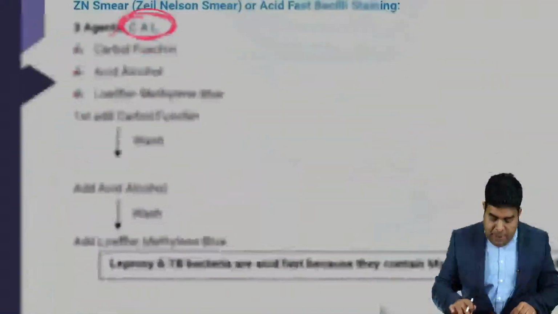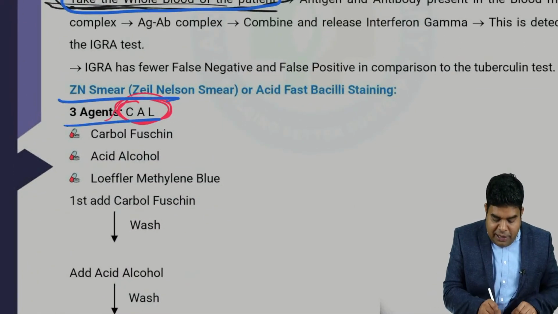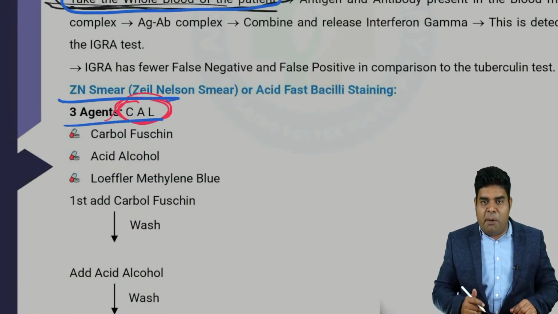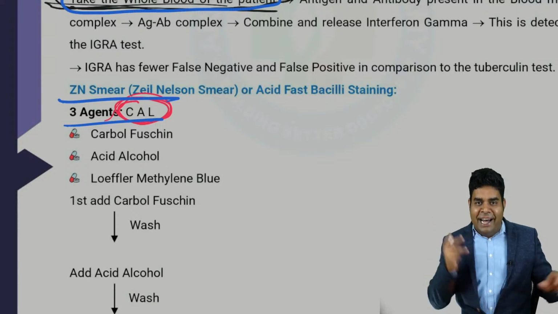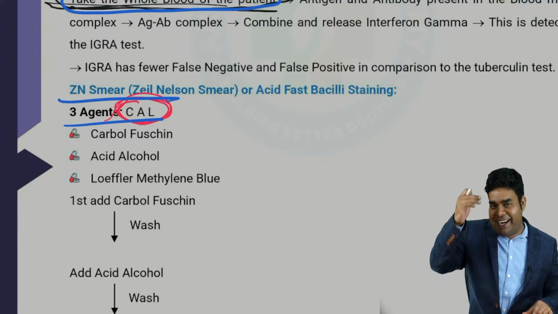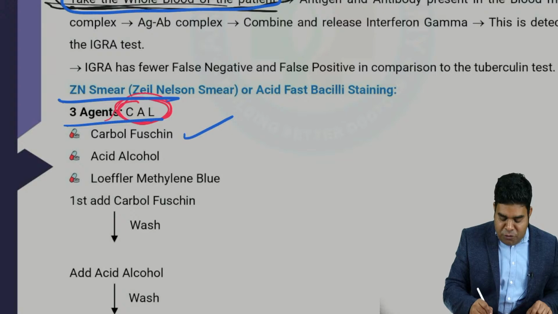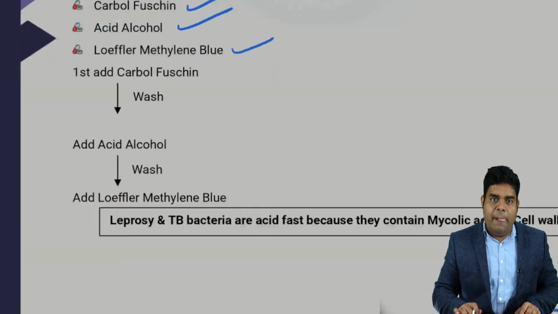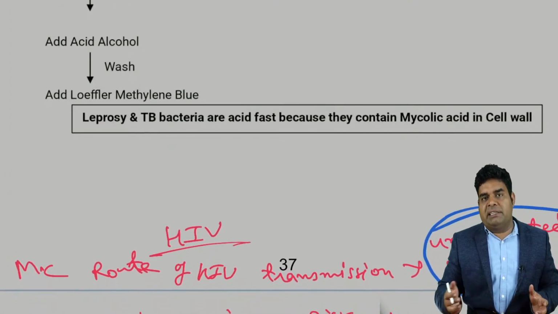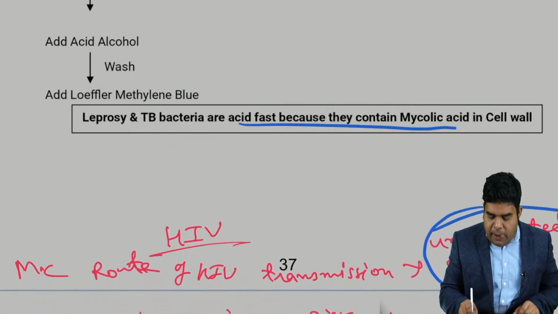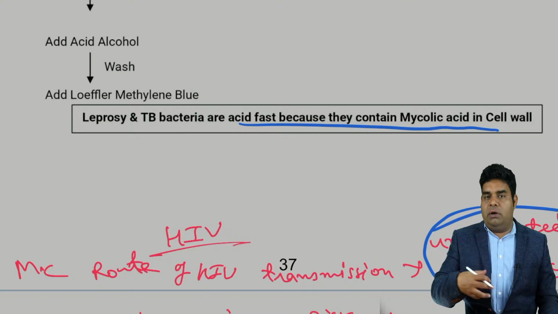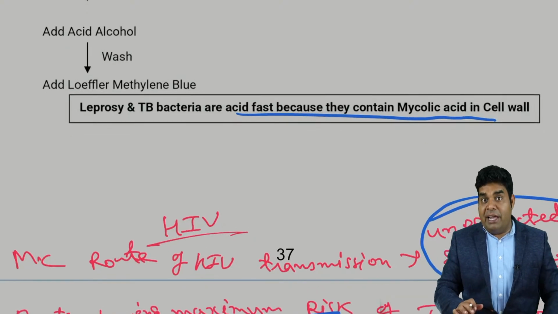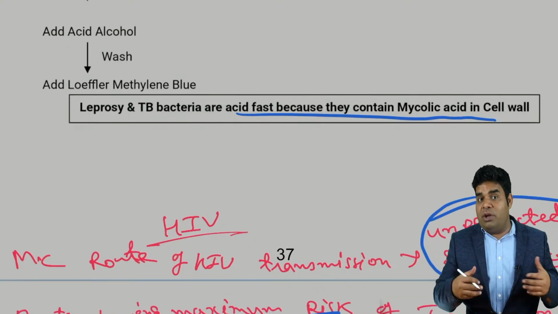Acha, one more thing they can ask about Ziehl-Neelsen smear. Remember the three things which we add can be remembered by the mnemonic. First we add carbol fuchsin, then acid alcohol, then Loeffler's methylene blue, one by one. And leprosy and TB bacilli have mycolic acid in their cell wall. So this acid does not wash their color. That's why they are known as acid fast, because acid has no effect on them.